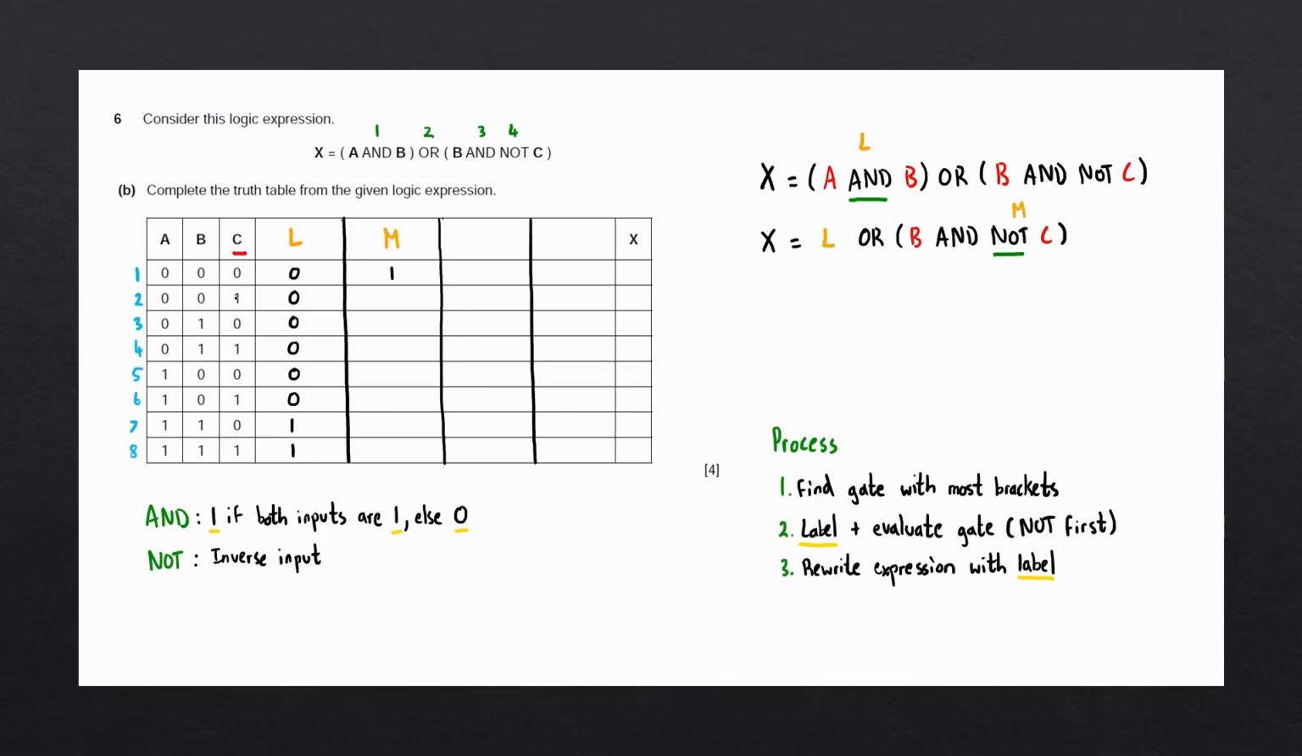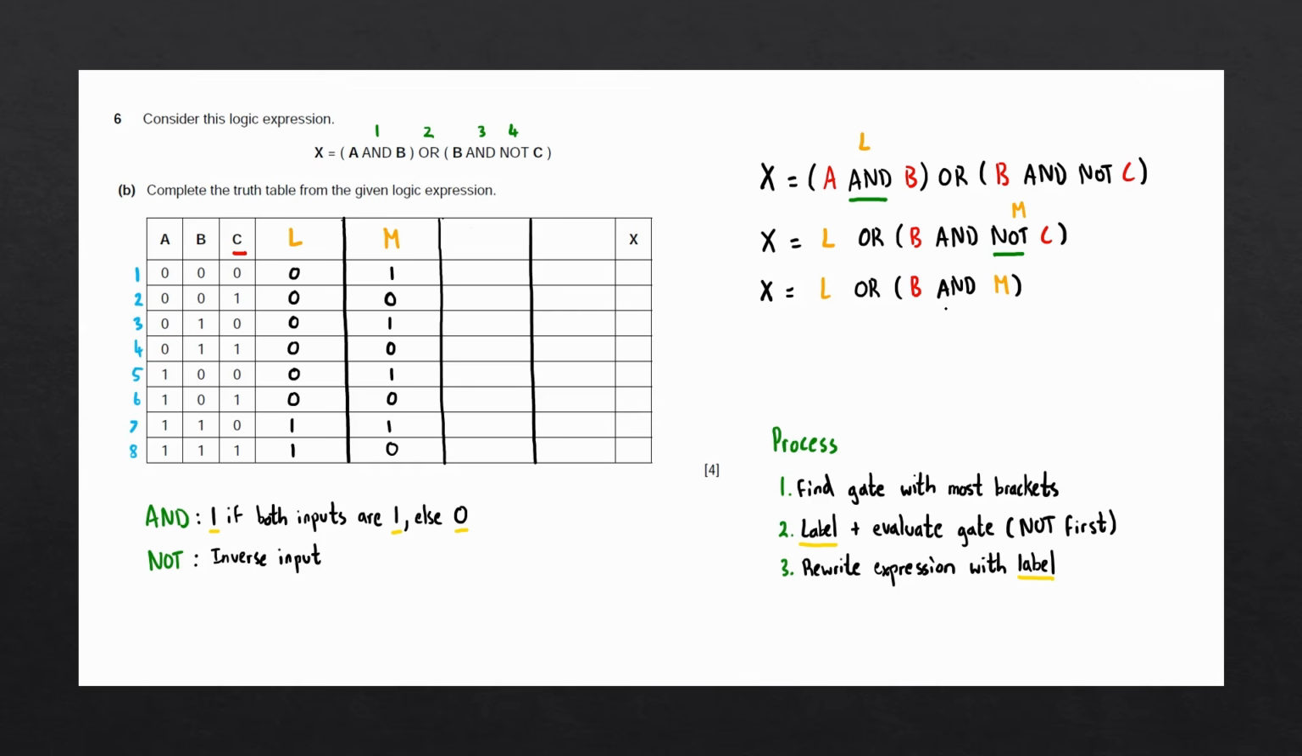For the second row, C is 1, so inverting that, we get 0. For row 3, C is 0, so we'll invert that and get 1. And you can see it follows a pattern going 0, 1, 0, 1, 0, 1. So our pattern will be 1, 0, 1, 0, 1, 0. Let's again rewrite the expression, replacing not C with M.